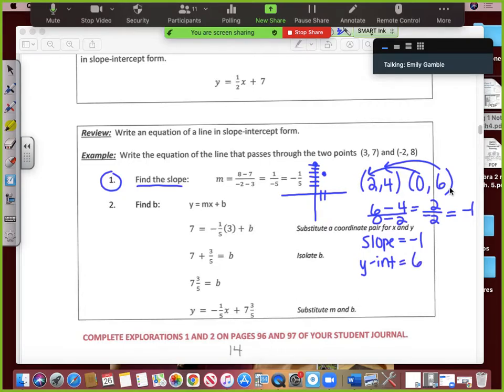If the slope is -1 and the y-intercept is 6, and your equation must be in slope-intercept form, what would the equation be? Y equals what? Y equals -1 plus 6. Perfect. So it would be y equals -1x plus 6. Exactly. So that's how you create an equation in slope-intercept form. You find the slope, and then you use the y-intercept to put it into the formula.